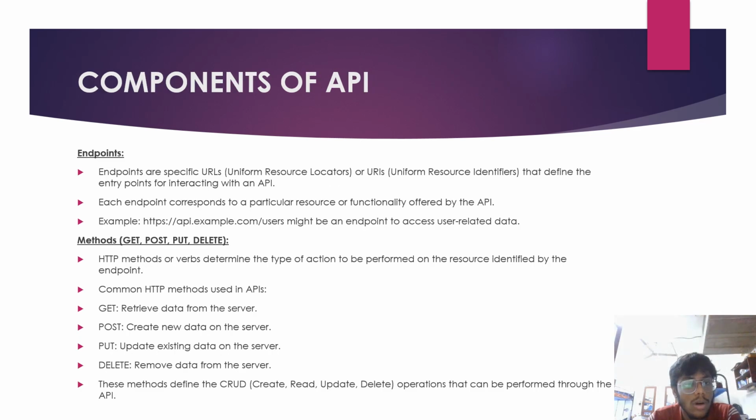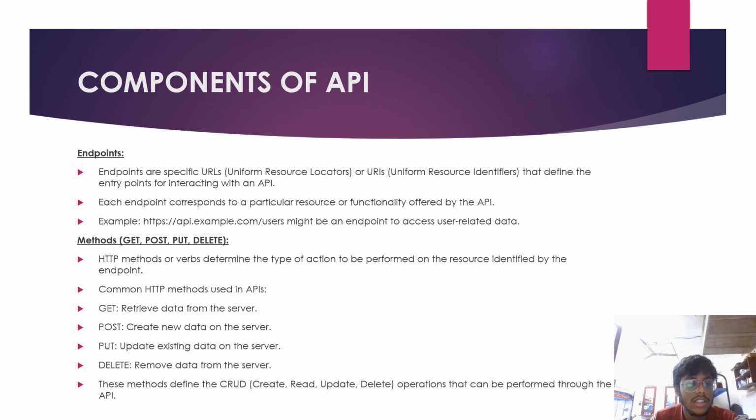Next slide talks about components of API. Endpoints. Endpoints are specific URLs. The full form of URL is Uniform Resource Locator, or URI, Uniform Resource Identifier, that define the entry points for interacting with an API. Each endpoint corresponds to a particular resource or functionality offered by the API. Here is an example link for an API.